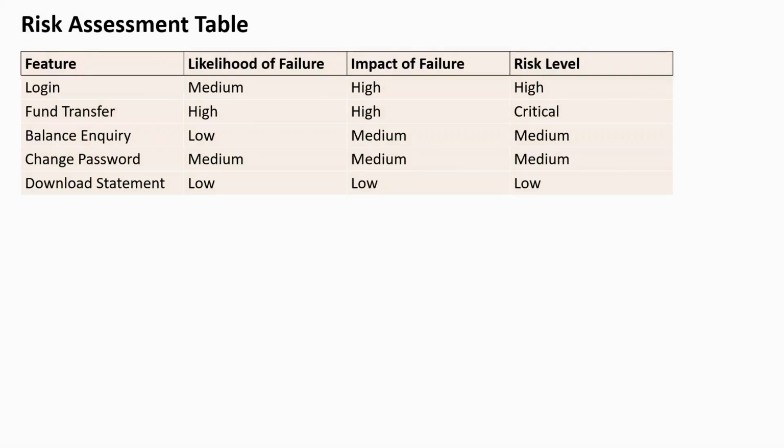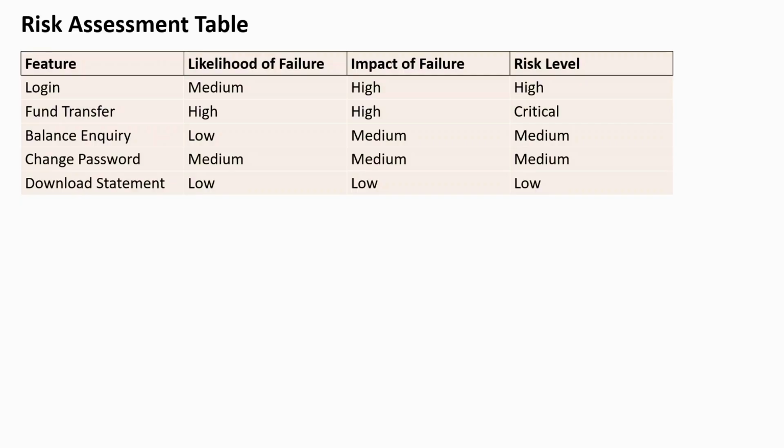Fund transfer. Here we have given the likelihood of failure and impact of failure both as high. Let us try to understand why. This is a core banking feature. It handles the money movement. So even a small failure, wrong account, double debit, timeout, can lead to a critical financial loss. So the likelihood of happening is very high because of many dependencies, and if it happens, it has a major or high impact because of the financial losses. So we consider the risk level as critical here.